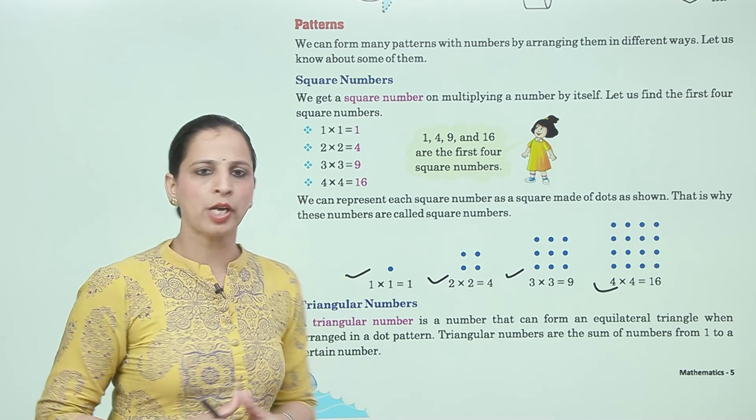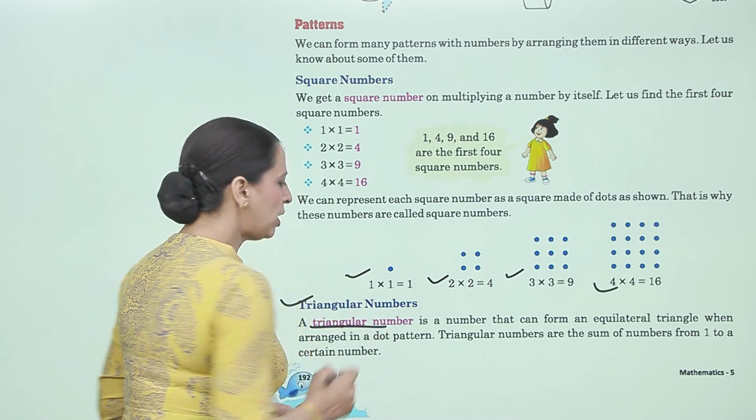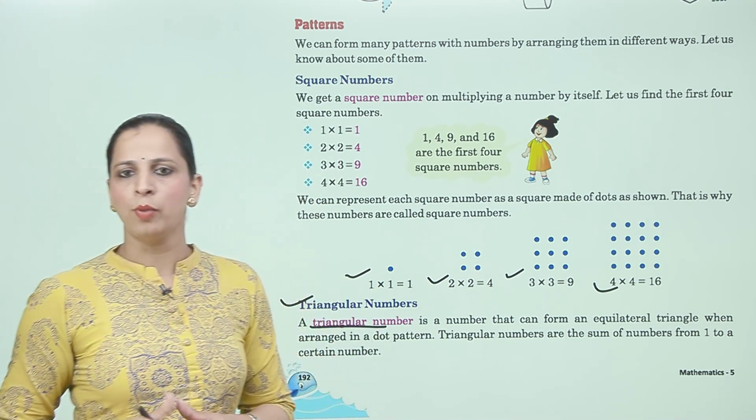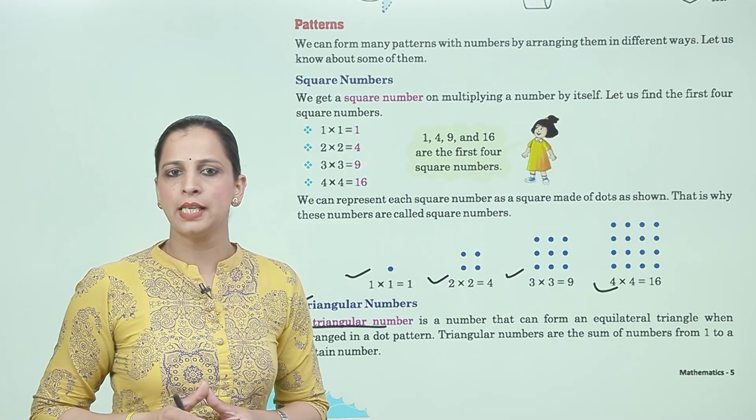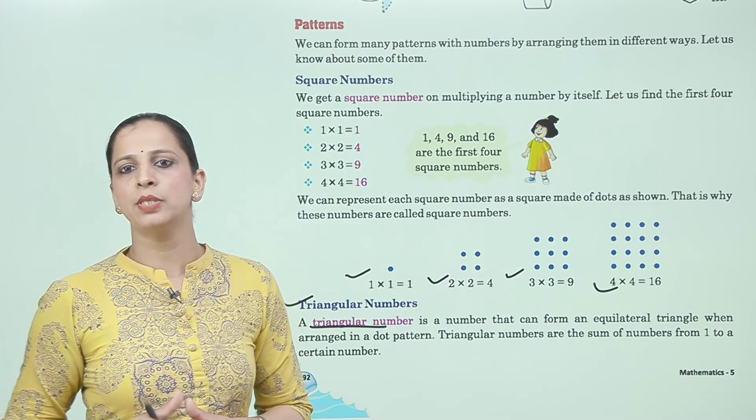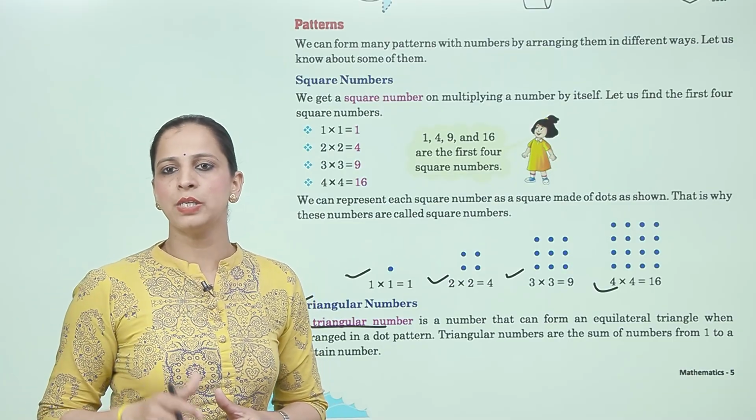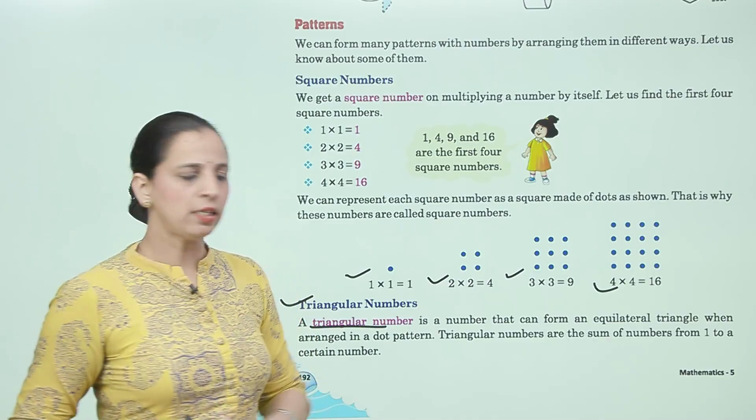Now next is triangular numbers. A triangular number is a number that can form an equilateral triangle when arranged in dot pattern. Triangular numbers are the sum of numbers from 1 to a certain number.